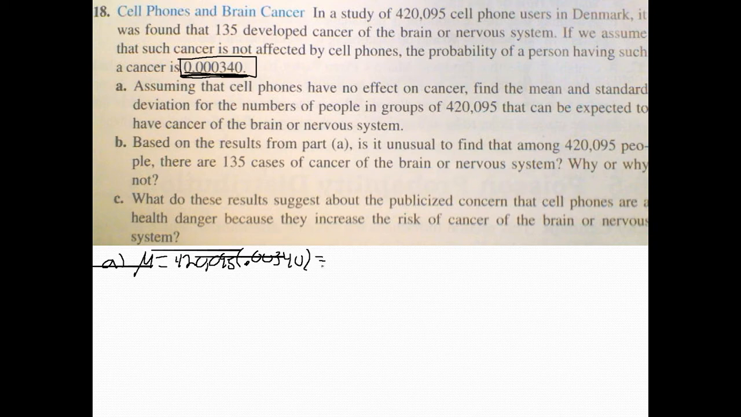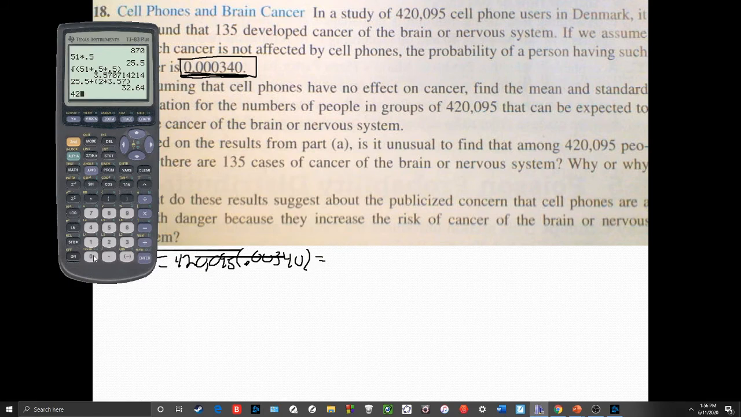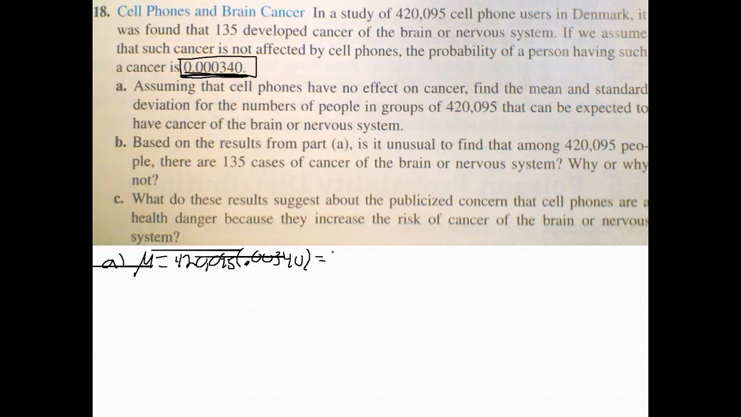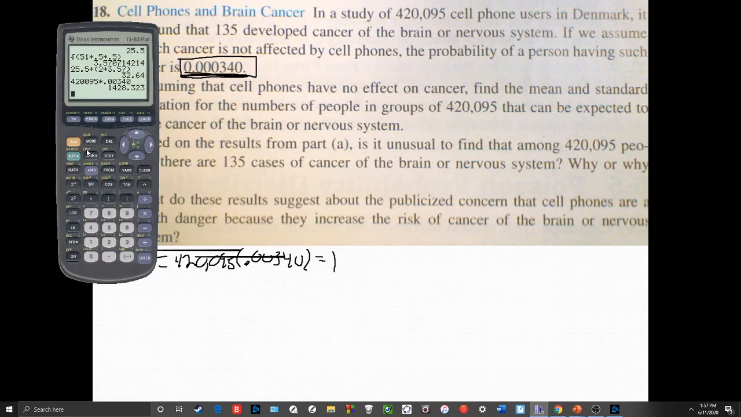0.00340. And so let's go ahead and do this here. 420,095 times 0.00340, and we end up with 1,428. So 1,000. Actually, I missed a zero there, didn't I? Yep, there's supposed to be 3 zeros, not 2.